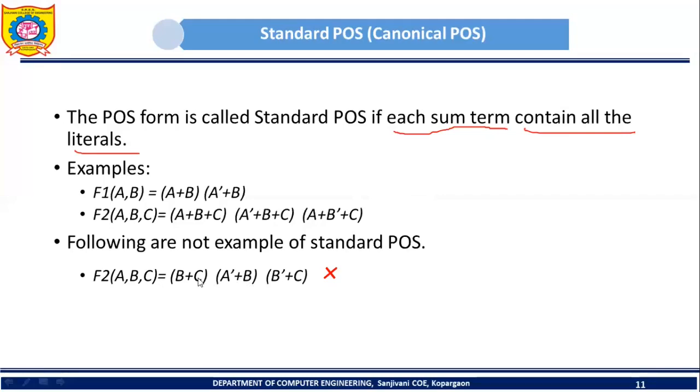Why? Because each sum term does not contain all the literals. So consider the first sum term. Which literal is missing? A is missing. Consider the second sum term. Which literal is missing? Here C is missing. Here A is missing. So even if one sum term does not contain all literals, then we can say that that particular POS is not standard POS.